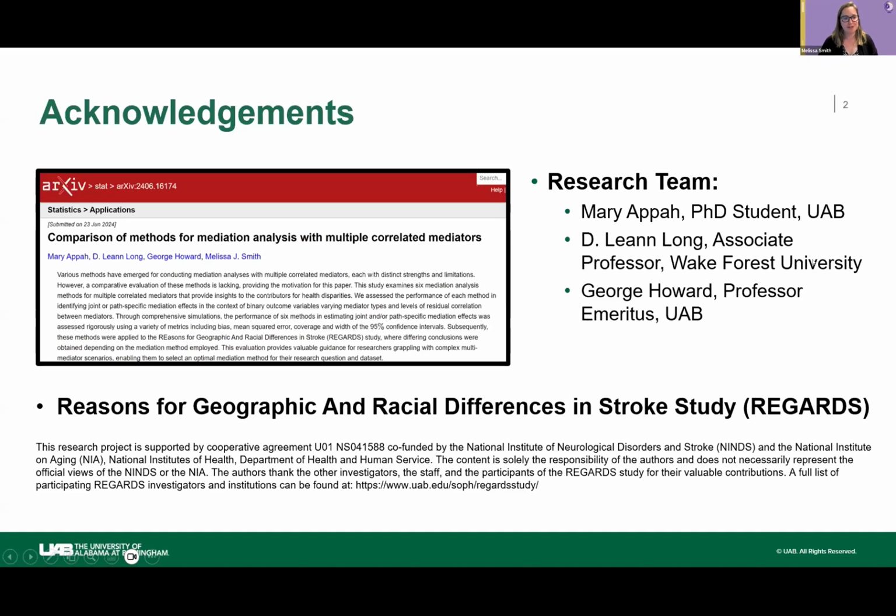So this study is really what motivated this multiple mediators manuscript. And we're also going to use data from REGARDS in order to illustrate some of the similarities and differences between methods for multiple mediators.